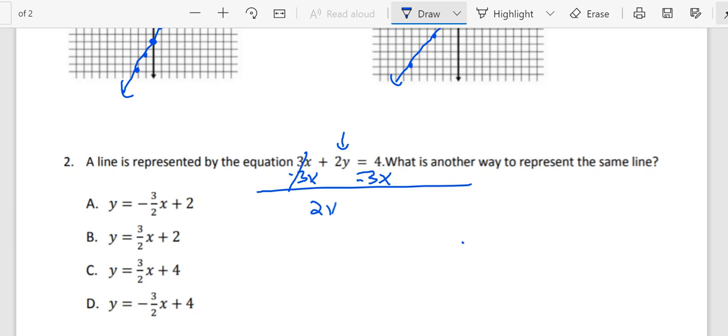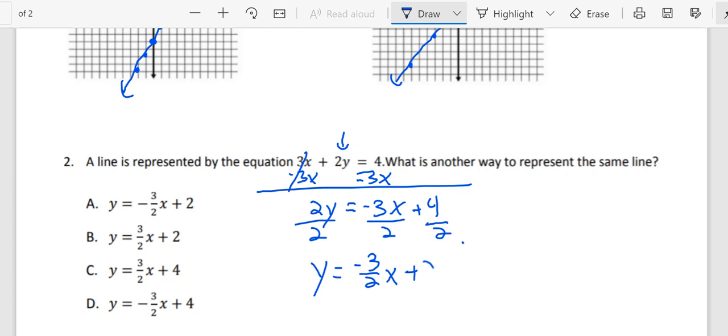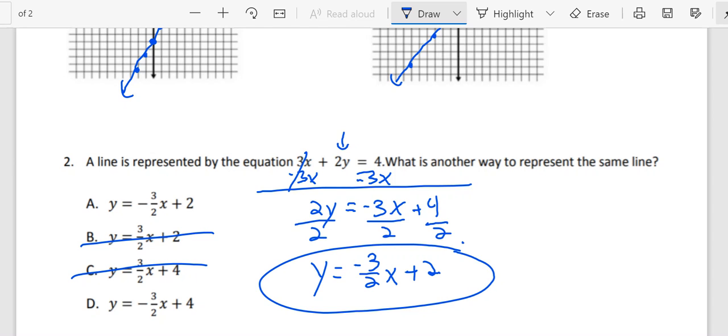I get 2y equals negative 3x plus 4. Divide everything by 2, I end up with y equals... Again, you always want the slope to be a fraction. And that's my answer. So I find the one that matches up. I know it's one or the other because I have a negative slope. And the answer is going to be A.